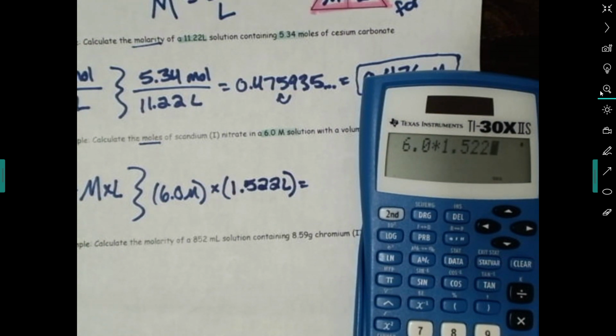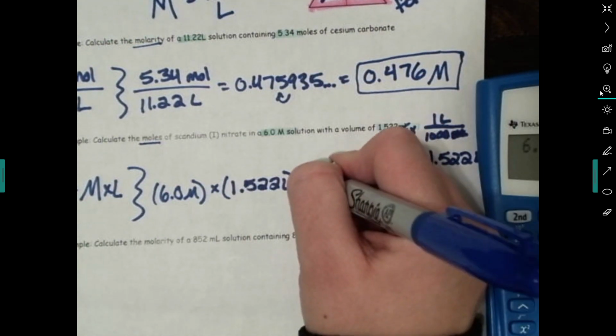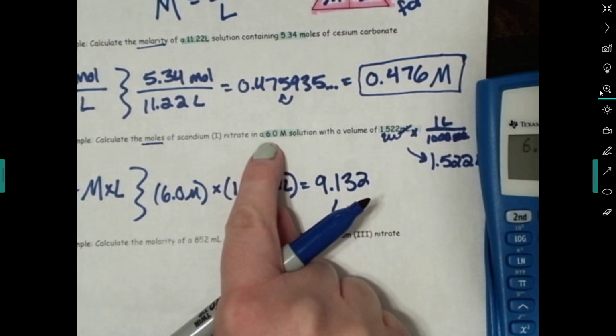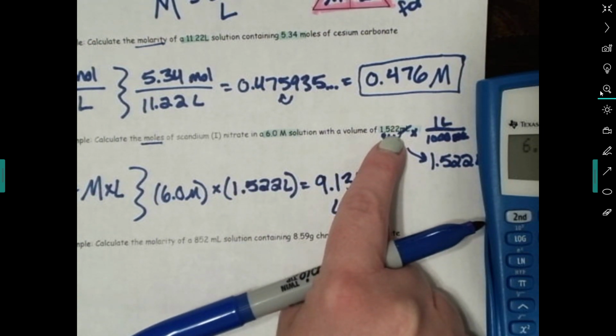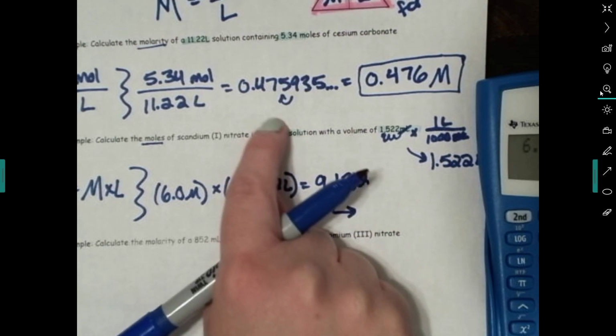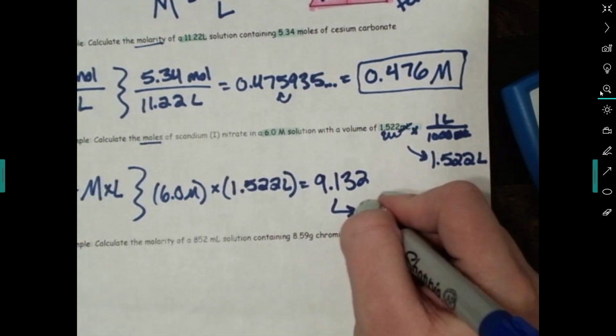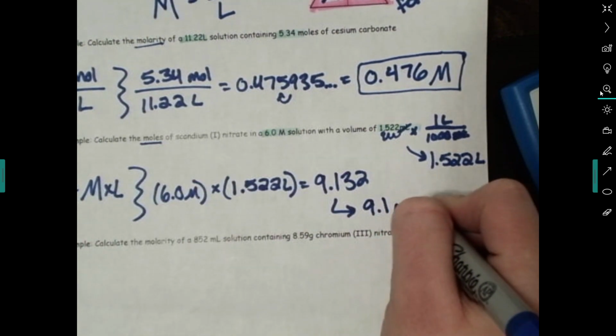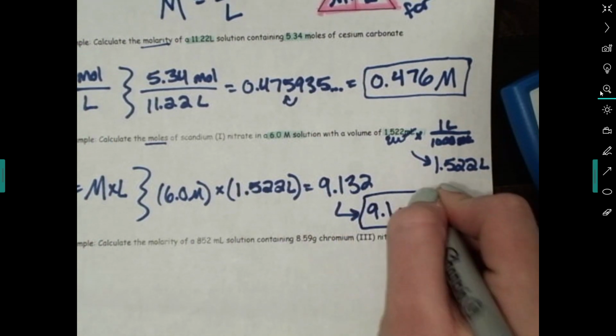Okay, so I'm going to go 6.0 times 1.522, and I get 9.132. So I'll write my unrounded here. And then how many sig figs do I need? I have 2 sig figs here. I have 4 sig figs here. I need to go with my lesser number, so I need 2 sig figs. So it's just going to be 9.1 moles. Okay?